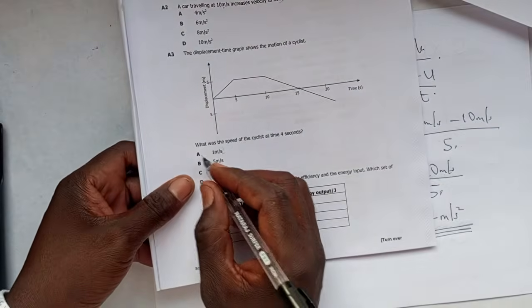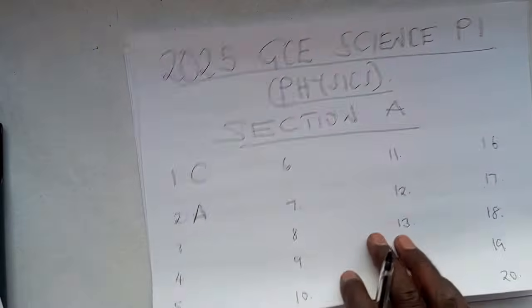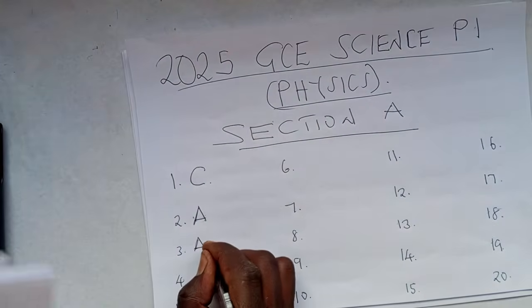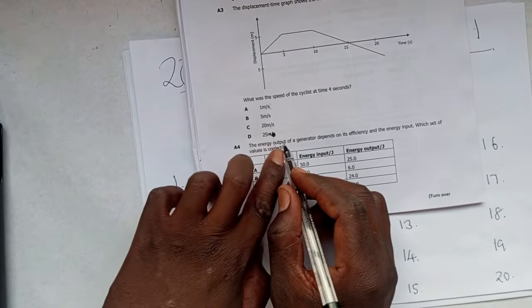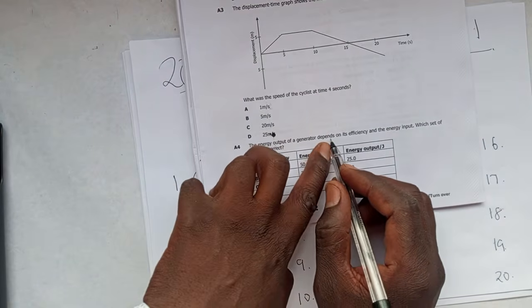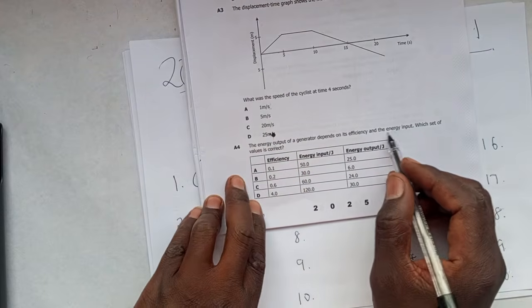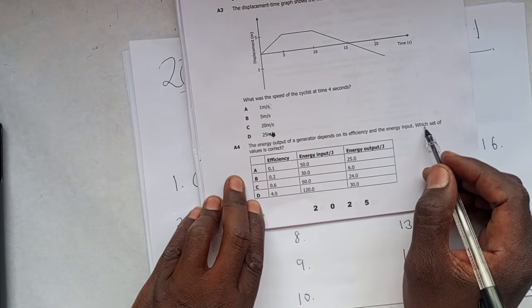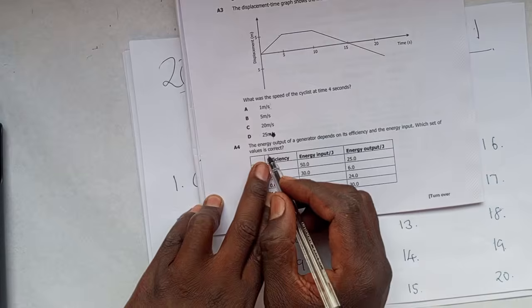So in this case, the answer is A. Question 3, the answer is A, right? We move on to question 4. The energy output of a generator depends on its efficiency and the energy input. Okay? What set of values is correct?